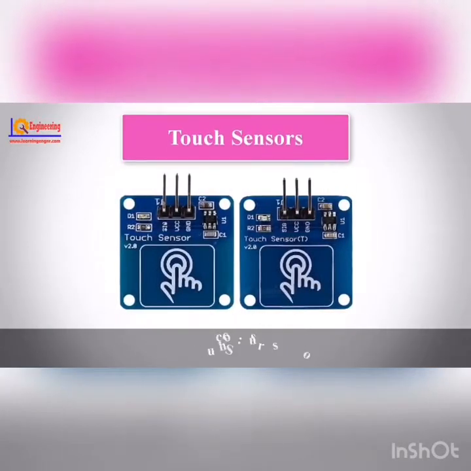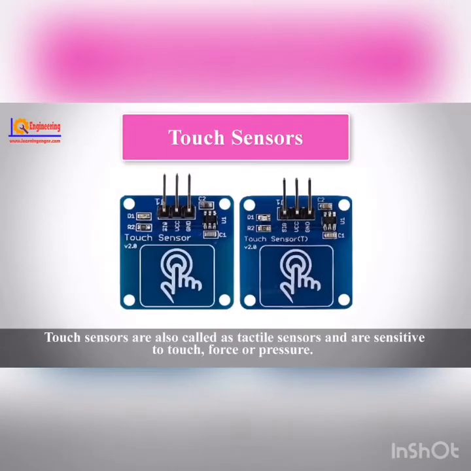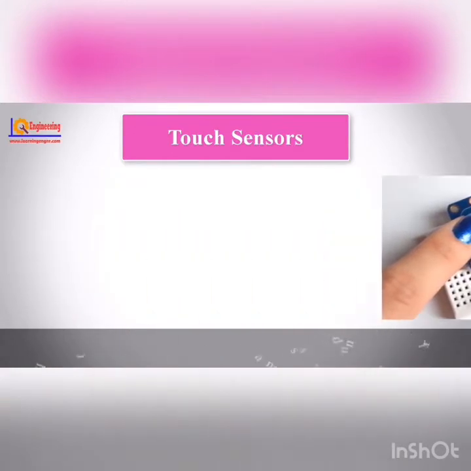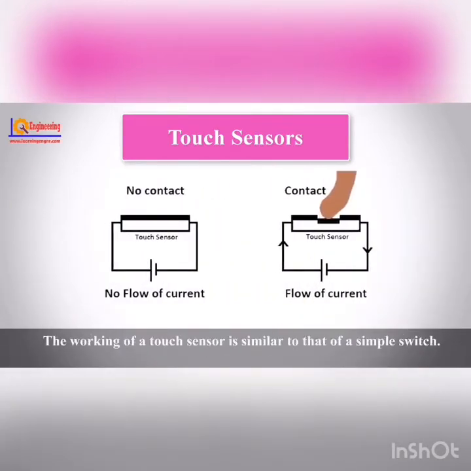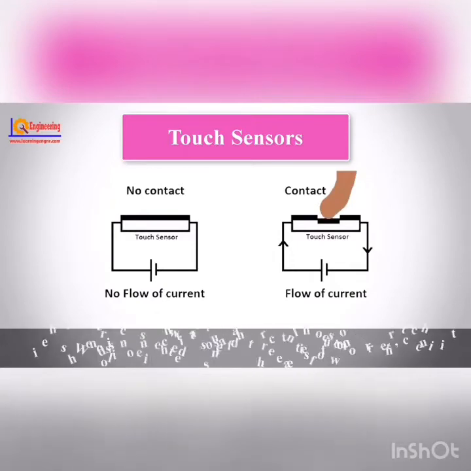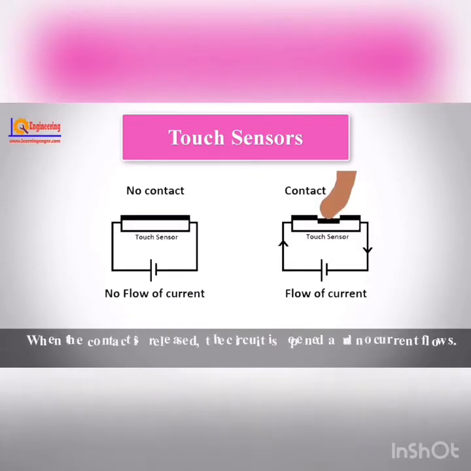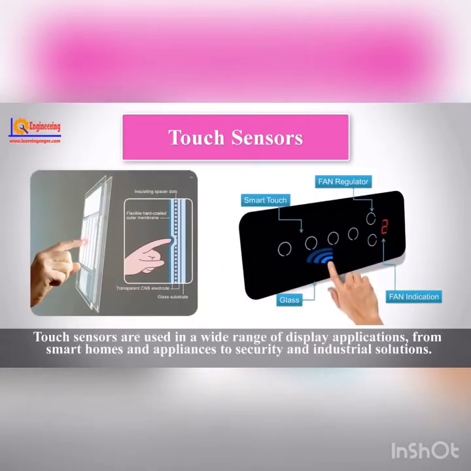Touch sensors. Touch sensors are also called tactile sensors and are sensitive to touch, force or pressure. They are one of the simplest and most useful sensors. The working of a touch sensor is similar to that of a simple switch. When there is contact with the surface of the touch sensor, the circuit is closed inside the sensor and there is a flow of current. When the contact is released, the circuit is opened and no current flows. Touch sensors are used in a wide range of applications, from smart homes and appliances to security and industrial solutions.